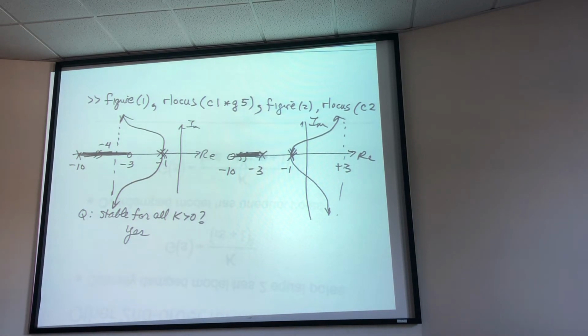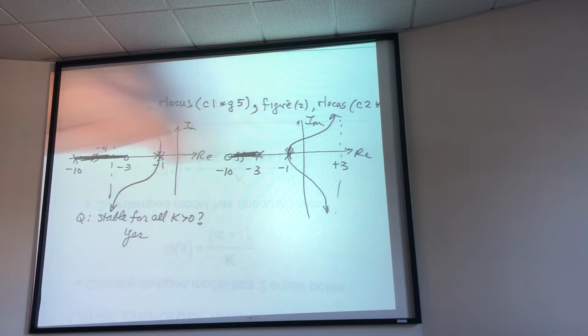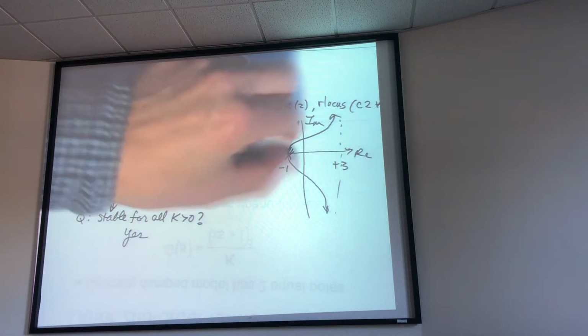Okay, let's review the rules again. Let's not do it in the order I've been talking. How many loci should there be? The order is 3, so there should be 3 branches. Is the picture symmetrical? Yes. What else is a characteristic? The loci start at the X marks and they go to the O's. Or they go off the page.